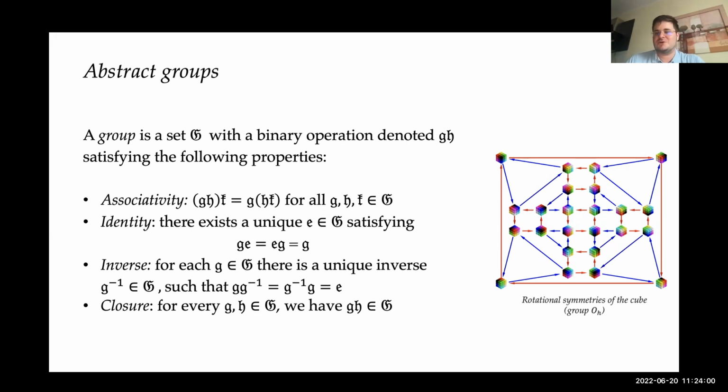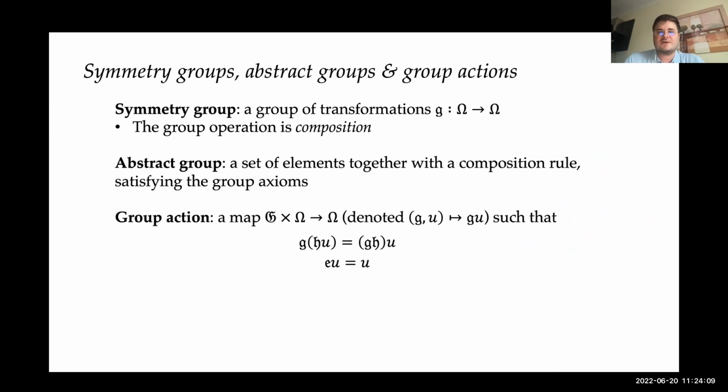On the right-hand side, I've shown another very interesting symmetry group, which is actually the rotational symmetries of a Rubik's cube, the group O of H. So basically, the symmetry group in our case is just a group of some transformations G that take points on the domain and move them somewhere else in the domain. And the group operation will just be a composition. But when we talk about groups more abstractly, there's just a set of elements with some composition rule which satisfies these axioms.